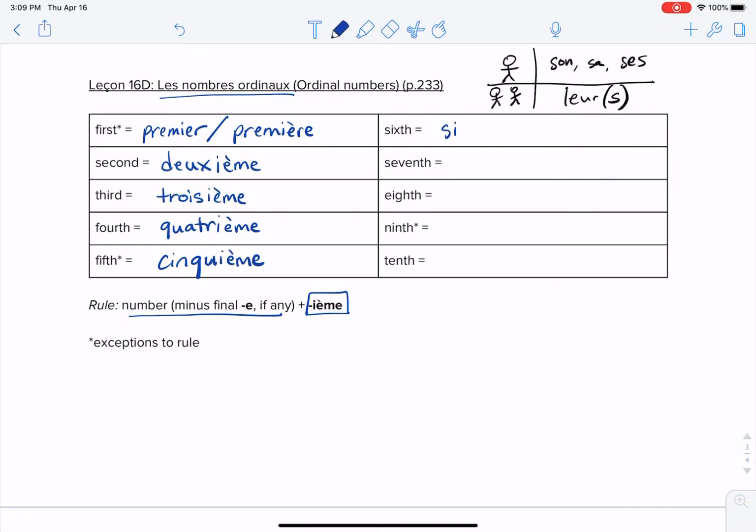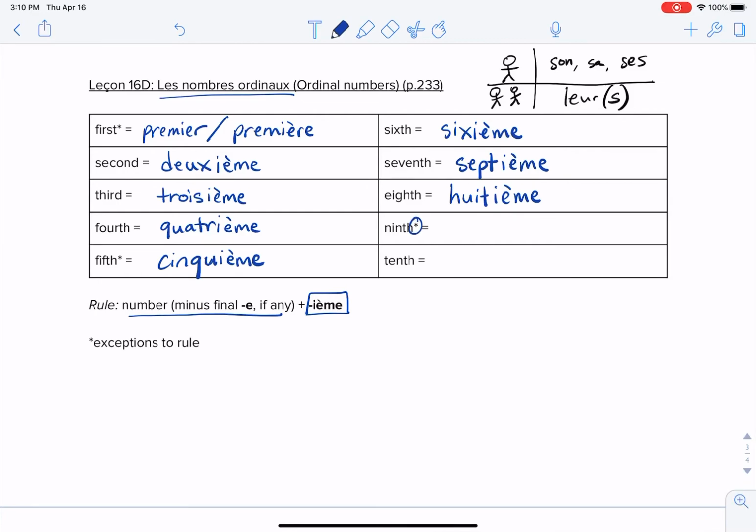6th. Sixième. 7th. Take 7. Septième. Septième. 8 becomes huitième. So 8th is huitième.